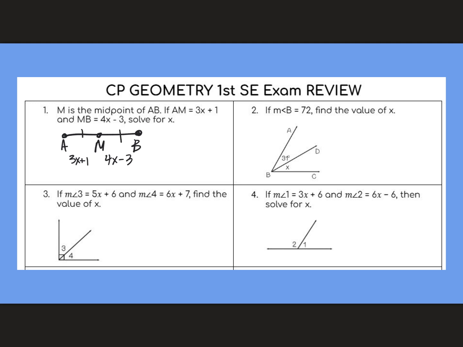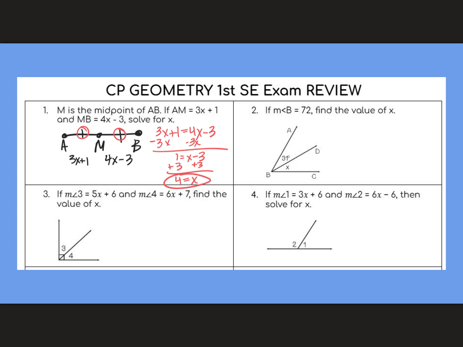Well, since this is a midpoint, I know that these two segments are the same, so we're going to set them equal to each other. 3x plus 1 equals 4x minus 3, and we'll solve for x. So here you can see the answer is going to be 4.